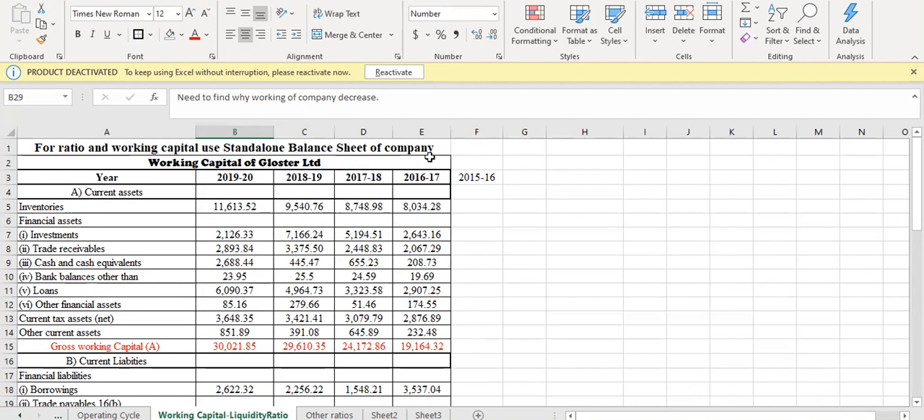In the next video you will see what different ratios we can calculate on the basis of working capital, and other ratios which we can calculate for finding the analysis: how is the profitability of an organization, how is the particular financial position of an organization.